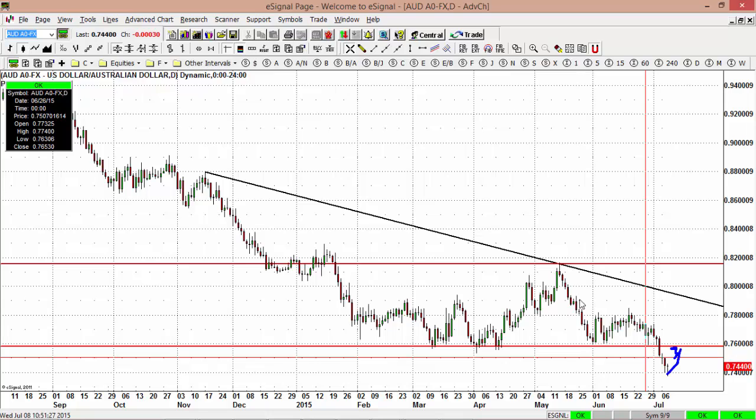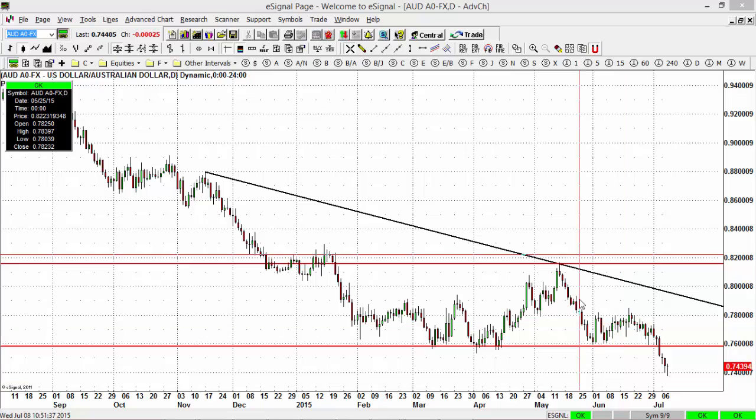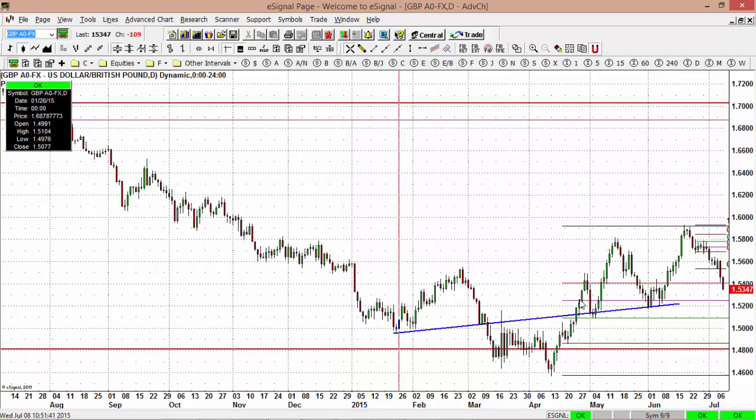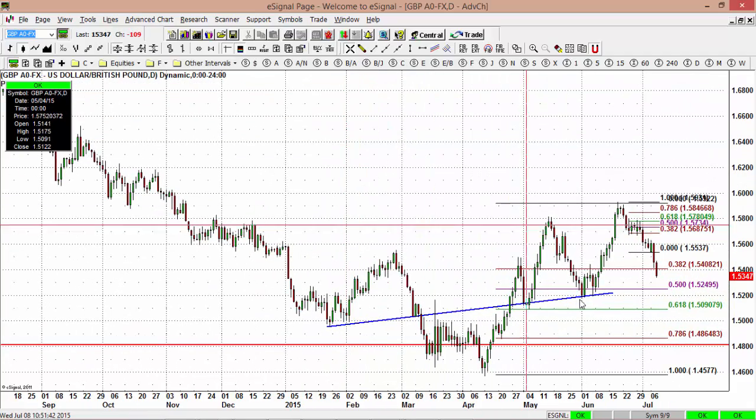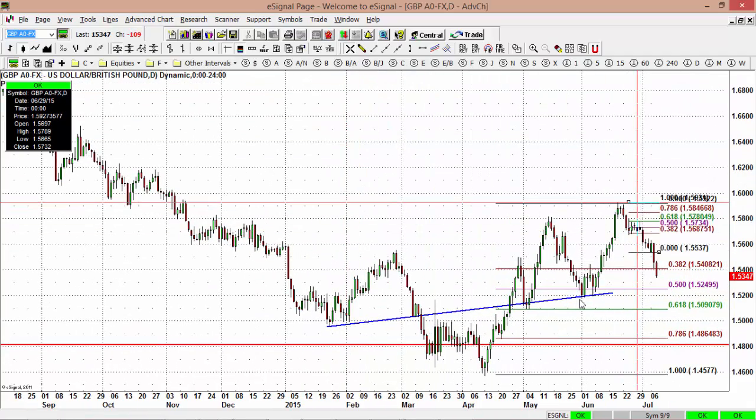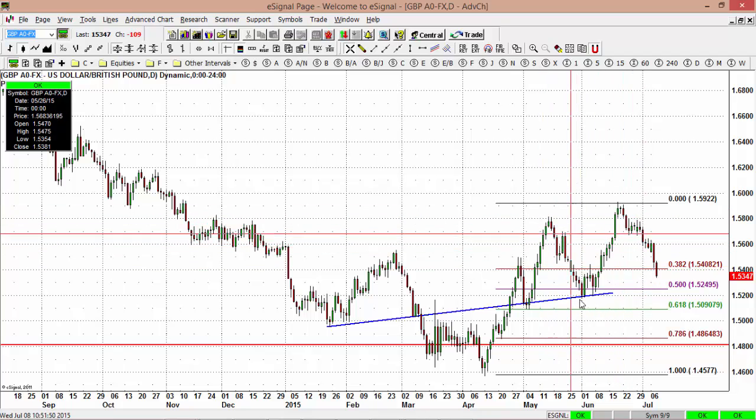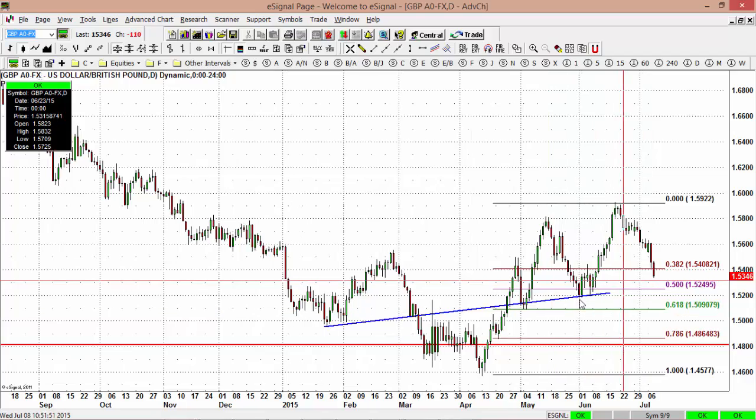So we could see a retest and then the market head back down. But the market that has been down the most today is definitely the British pound. The British pound is down against the US dollar. Let me just clean up the chart. And we are coming up on the 50% retracement level.